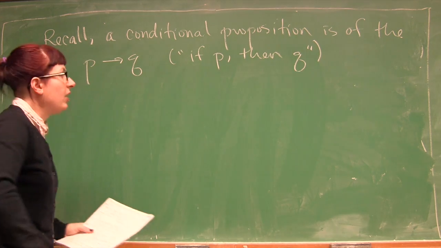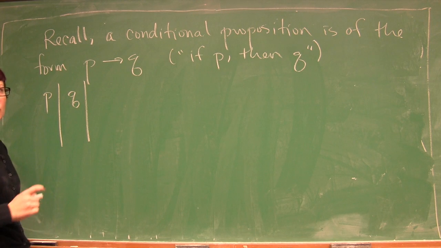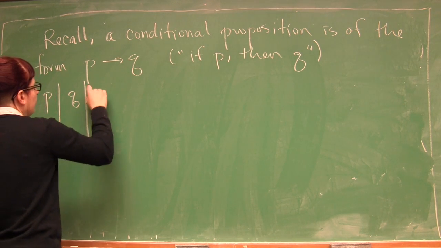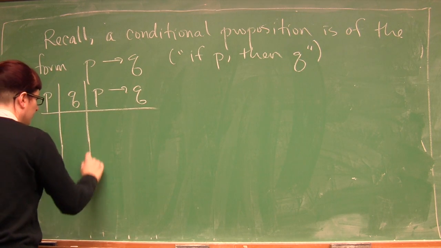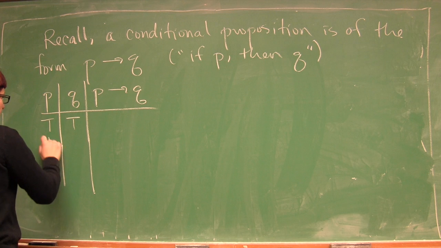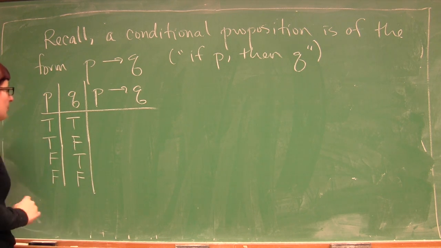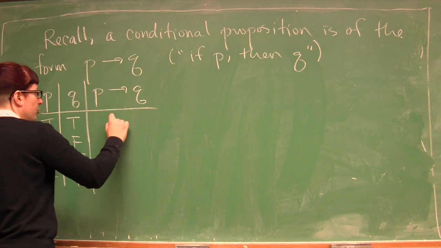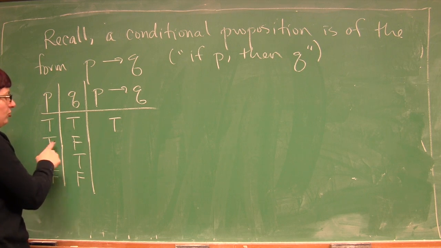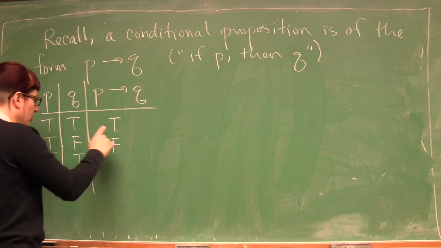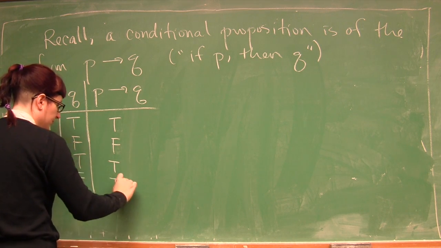And we saw that the truth values of the conditional proposition P implies Q is given by the following table. So P implies Q is true if P is true and Q is true, it's false if P is true but Q is false, and it's true if the hypothesis is false, vacuously.